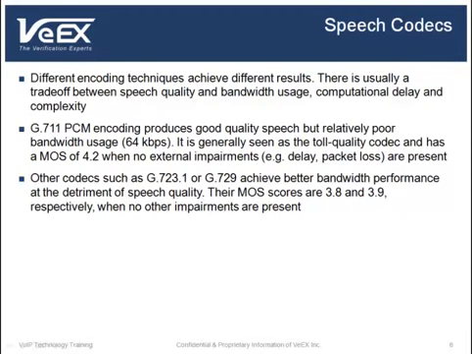Many other codecs can be used for VoIP. Here are a few examples. Codecs such as G723.1 or G729 achieve better bandwidth performance, but have worse speech quality than G711 PCM. Their MOS scores are 3.8 and 3.9 respectively, when no external impairments are present.